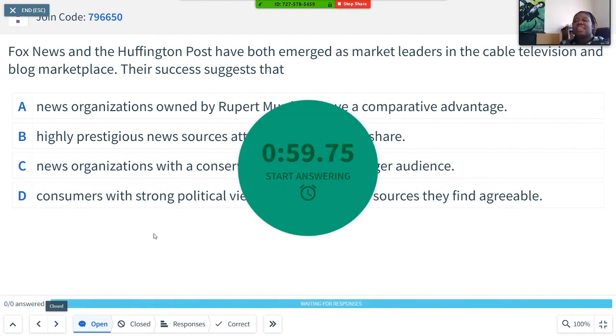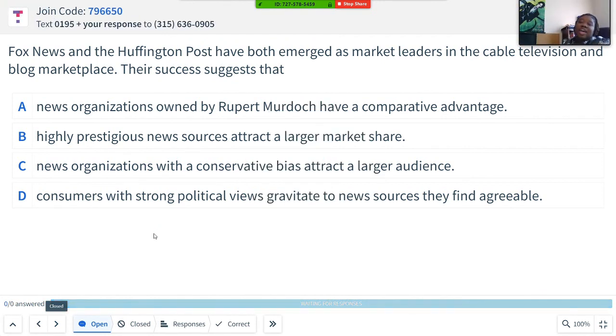Fox News and the Huffington Post have both emerged as market leaders in cable television as well as in the blog marketplace. Their success suggests that news organizations owned by Murdoch have a comparative advantage. Highly prestigious news sources attract a larger market share. Organizations with a conservative bias attract a larger audience. Or consumers with strong political views will gravitate to news sources they find agreeable.